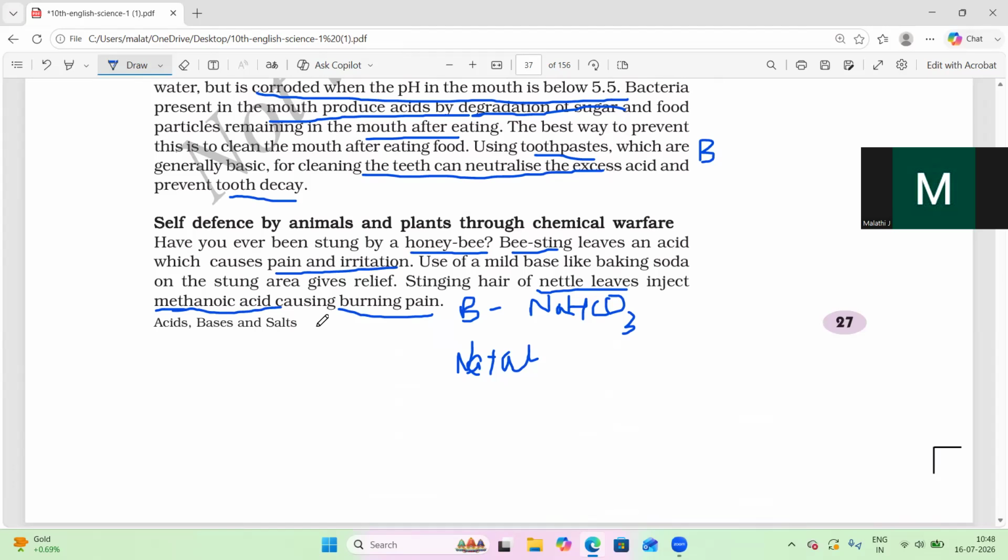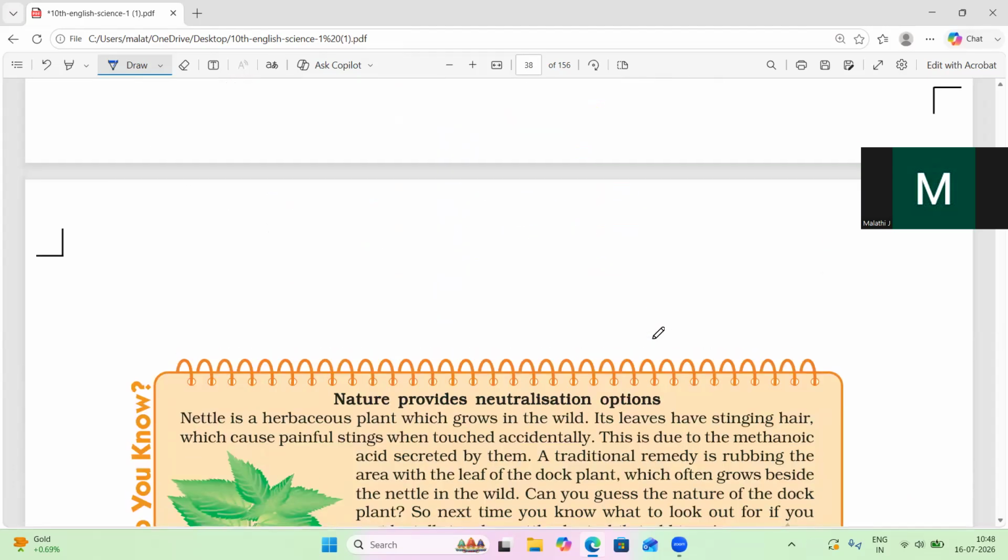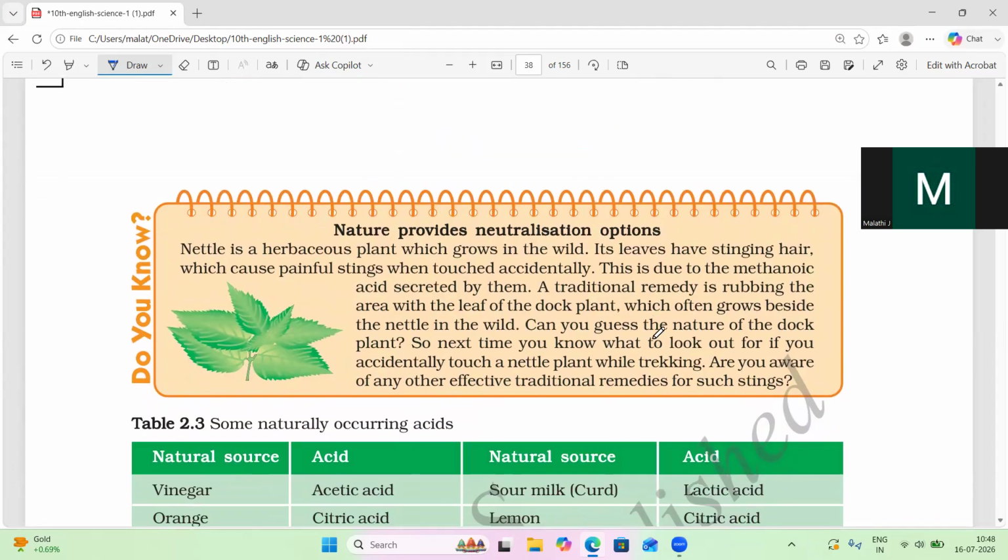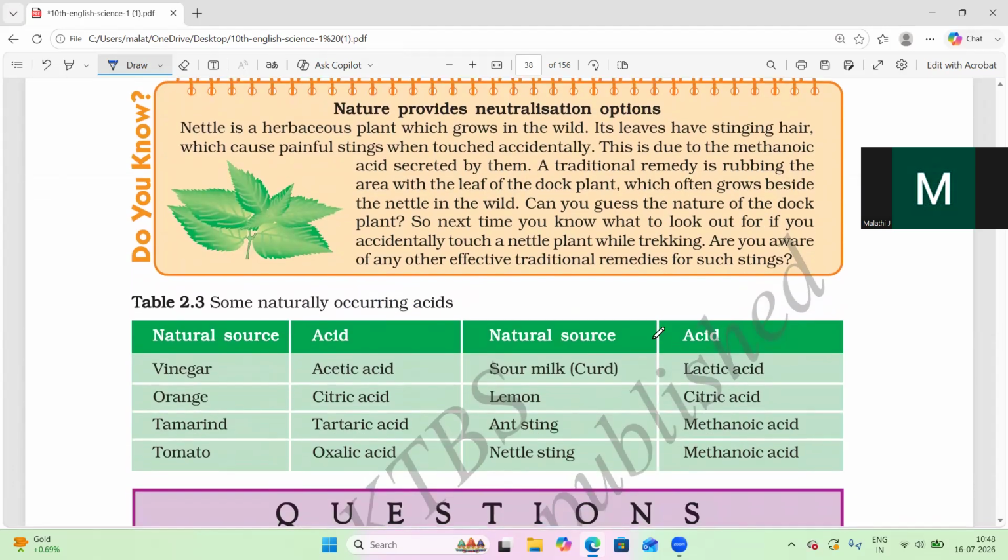To get relief from the burning pain and irritation from a bee sting and also from nettle leaves, both of which release methanoic acid, we have to use a base, that is sodium bicarbonate. This is the importance of pH in our daily life. And what is the pH scale? Nature provides neutralization options also.